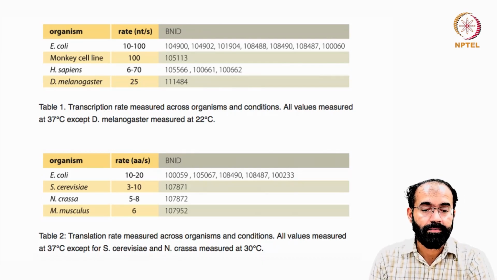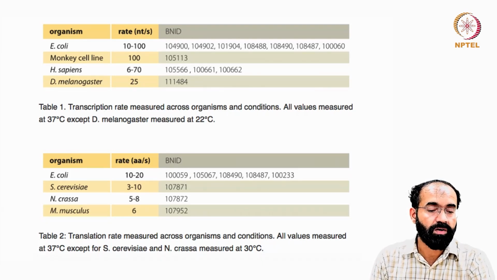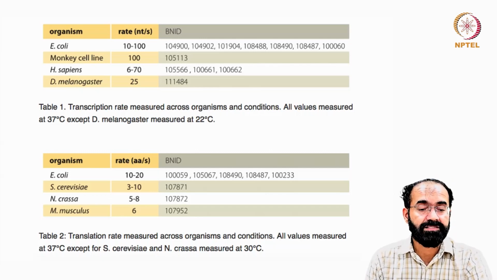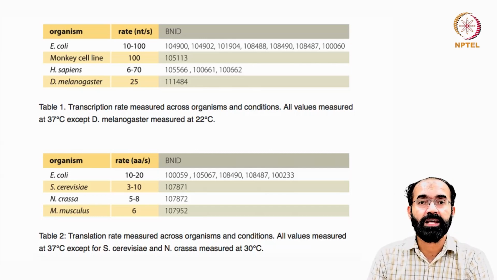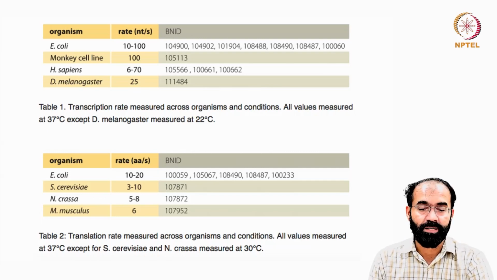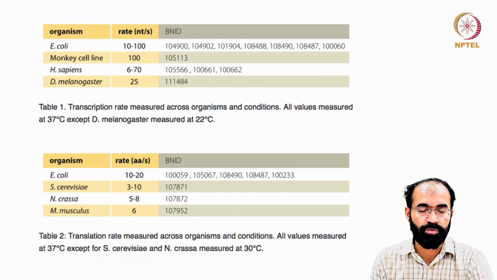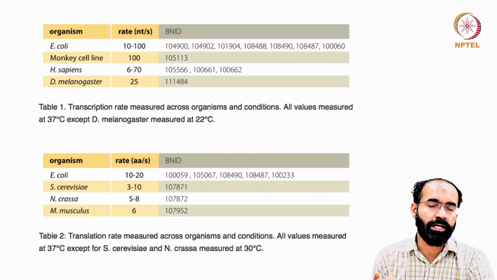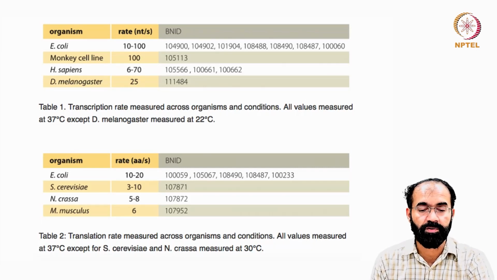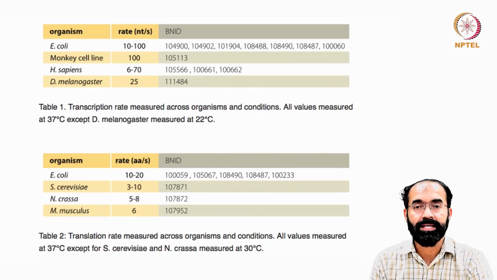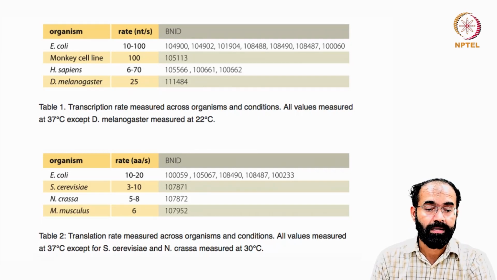Transcription rate measured across organisms and conditions. All values measured at 37 except for melanogaster, because it lives at around 22 degrees Celsius. So on average, you can see that E. coli has the highest rate of transcription because its lifespan is around 20 minutes. So it has to perform the task much faster, and cell lines also live in quite congenial conditions with a lot of nutrition. I shouldn't say high temperature because 37 is a normal temperature for the monkey's body also, but being cell lines, they have nutrition quite easily available and they have a rate of production of 100 nucleotides per second.